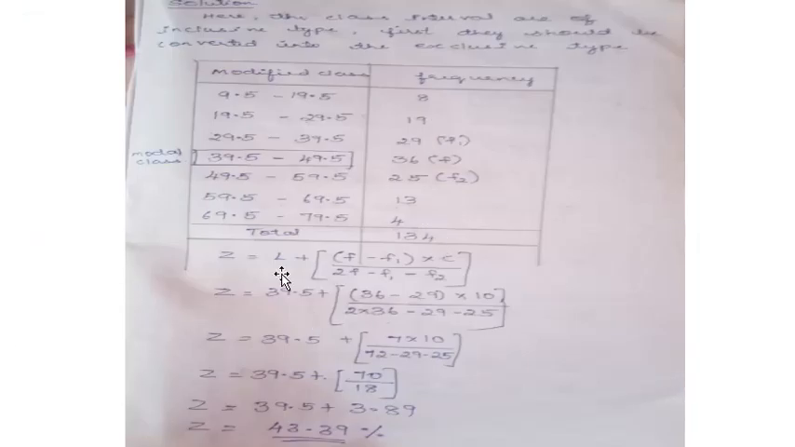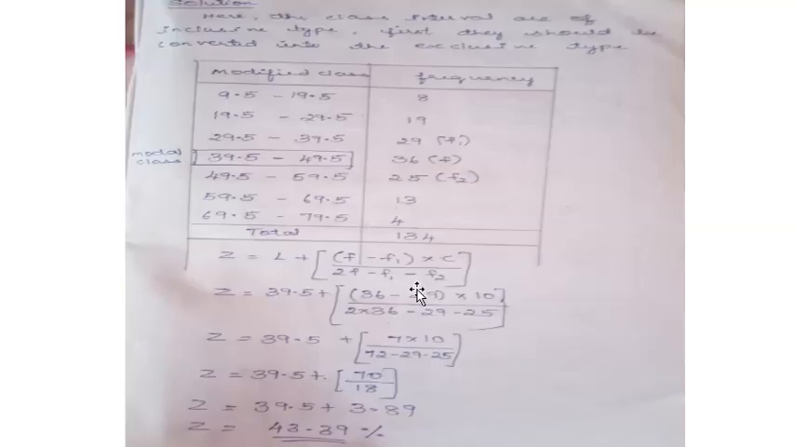Okay. Now, mode. What is the formula to calculate a mode? This I have given here. The mode is L plus (F minus F1) into C divided by (2F minus F1 minus F2). Okay. So we will write the formula here. After writing the formula, you have to find the modal class.